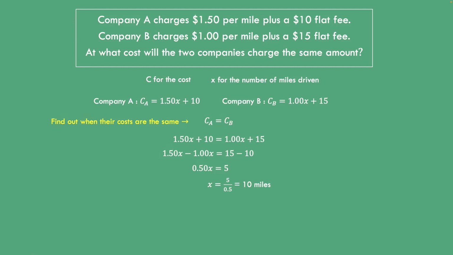But wait, the question also asks for the actual cost at this point. We need to plug x equals 10 back into either equation. Let's use Company A's formula. So 1.5 times 10 miles plus the $10 flat fee, that is 15 plus 10, which equals 25. So for a 10-mile trip, both Company A and Company B will each charge $25.